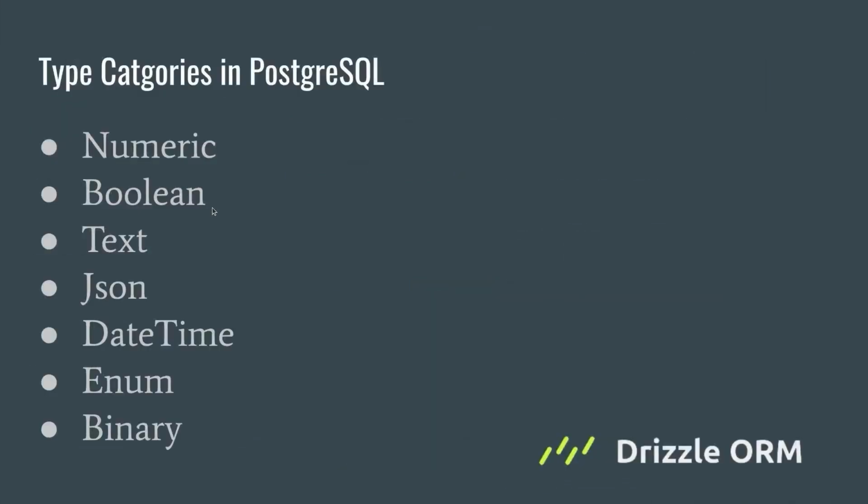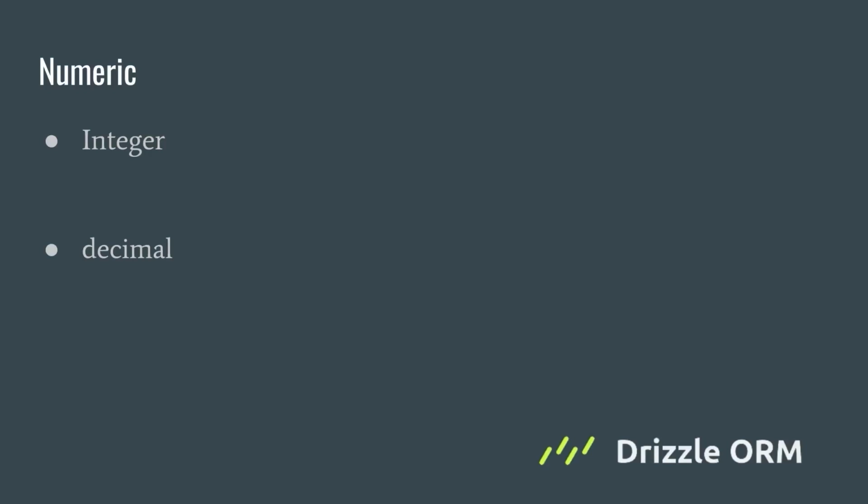Okay, these are the main type categories in PostgreSQL. We have numerics, Boolean, text, Json, datetimes, Enum, and binary. So let's talk about each type category in detail. Numeric types are divided into integer category and decimal category. So now let's talk about the integer types.